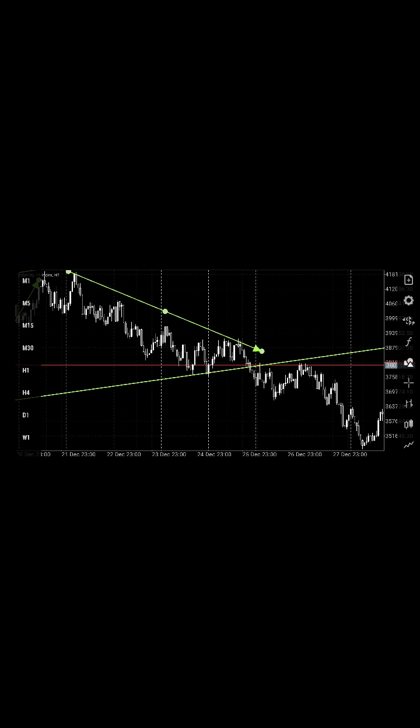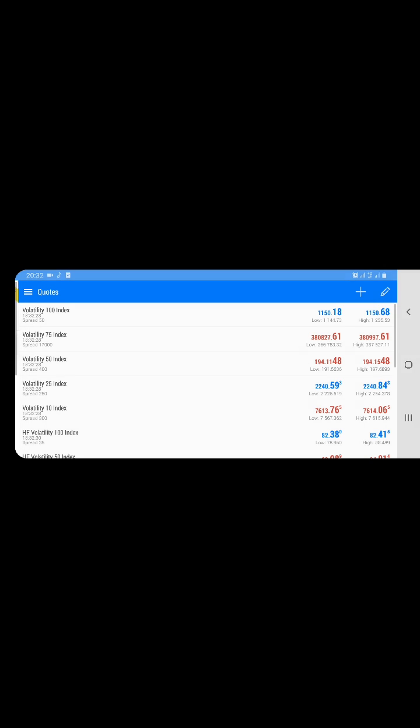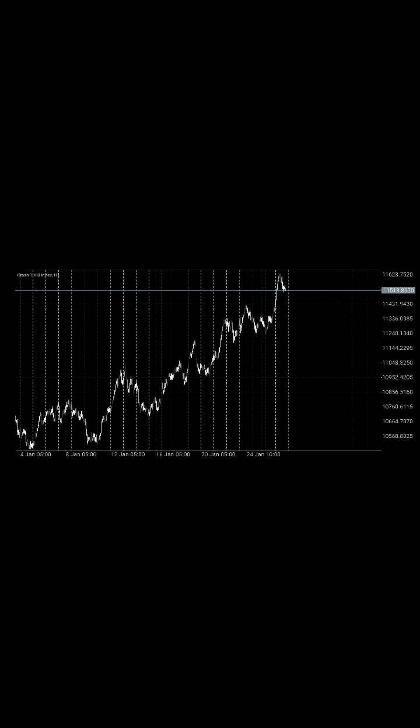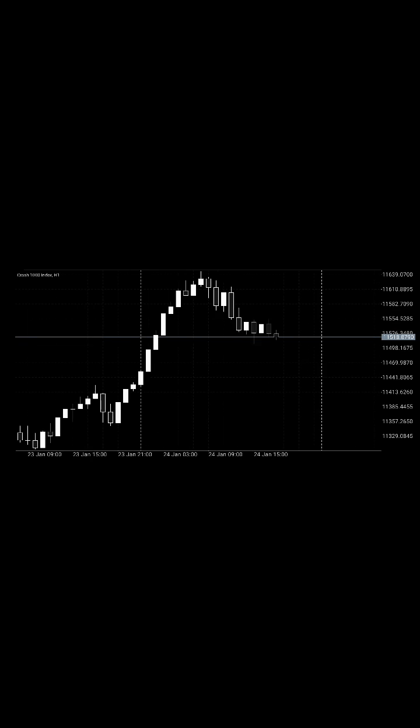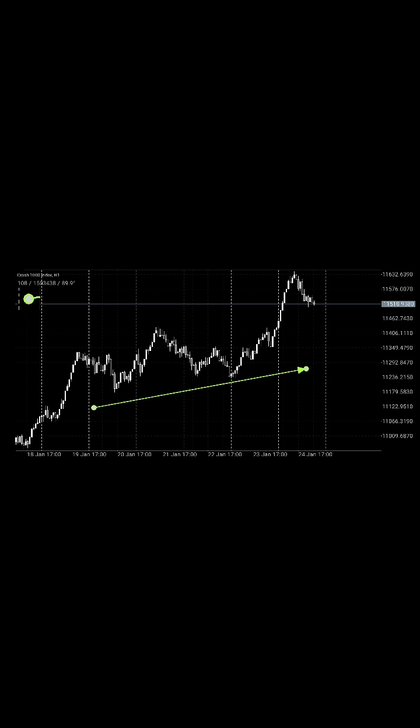I am also going to make another video concerning a new boom and crash strategy, which is super easy. Boom and crash, how to kill the spikes. This is what we are going to talk about in the next video, earlier or later this week. We are going to talk about the strategy for boom and crash, which is a very simple and easy to follow strategy.